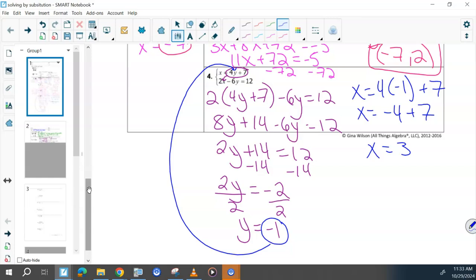How would I write that as an ordered pair? The x first. So 3 and then -1. So just be careful with things like this, because we solve for y first, that doesn't mean y goes first. It's still x first. Questions on that one?